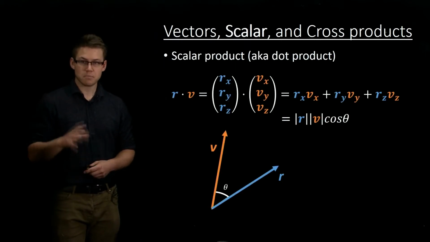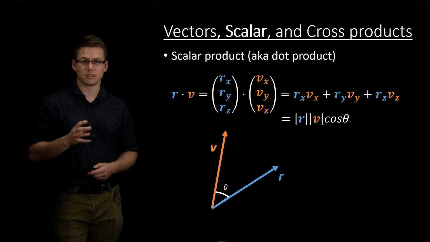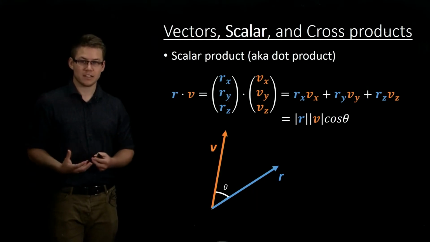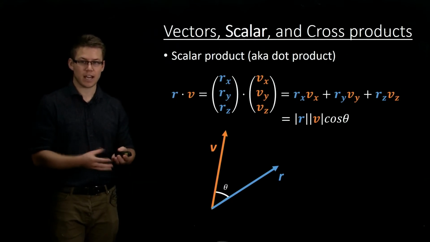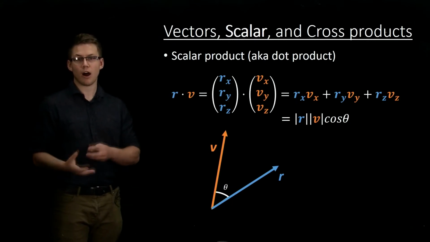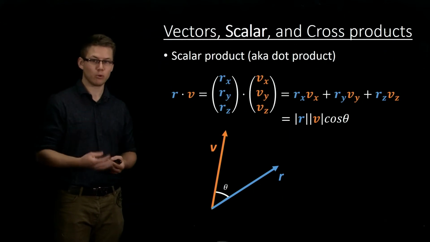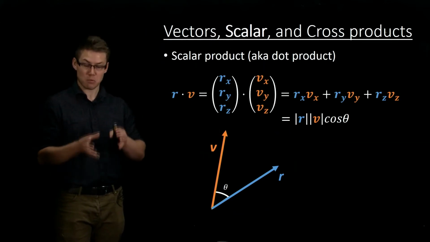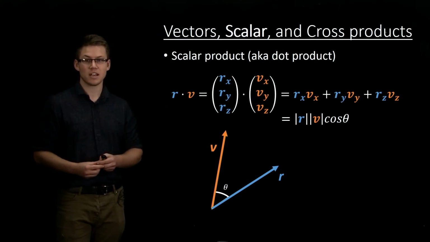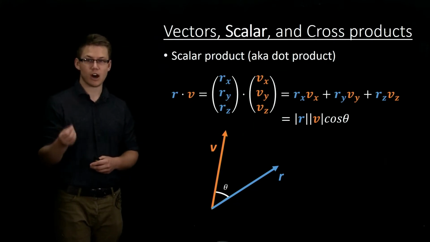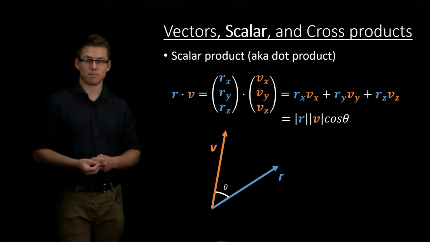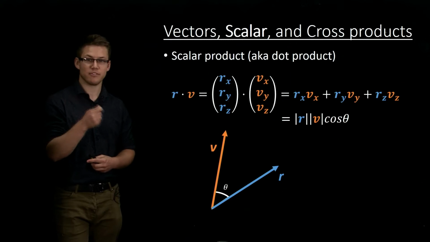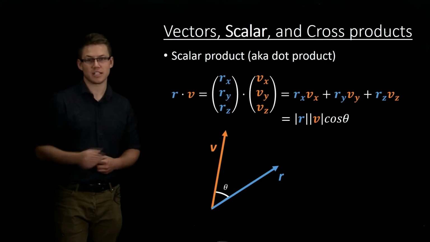Okay, let's move on to scalar products. This is also known as a dot product. So what exactly does this mean? You'll see things like this written down, so r dot v, where r and v are both vectors, in bold here. Well, in component form, what this means is if we write these out as components, we take the product of rx times vx, plus ry times vy, plus rz times vz, and we sum all those things together.